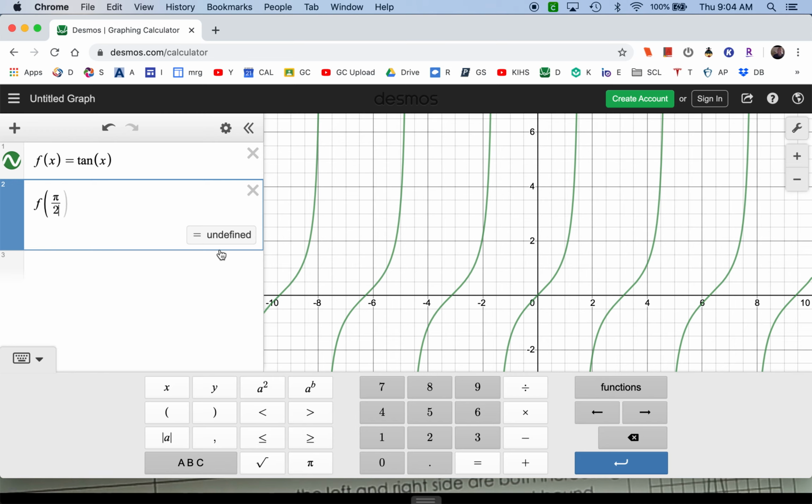And it creates an asymptote. So because there's an asymptote there, and in one end it goes up, and the other end it goes down, we say that the limit here does not exist.